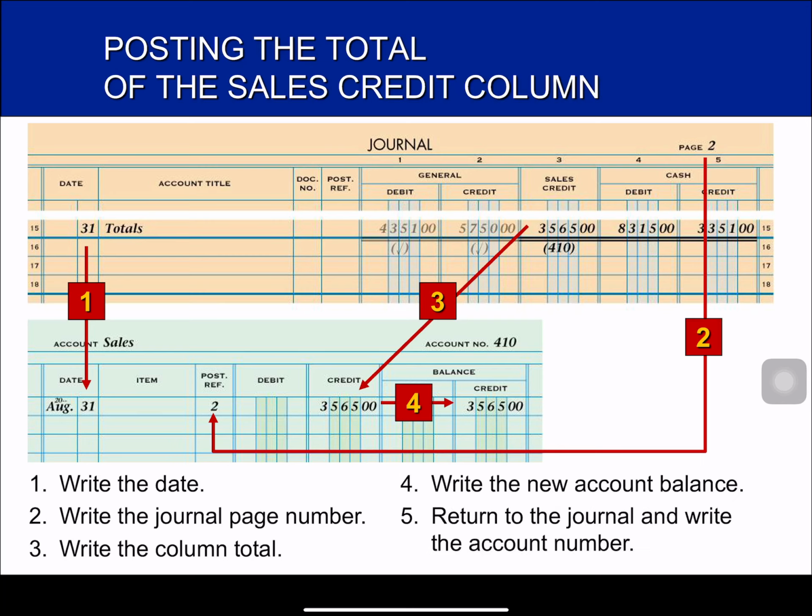And the last thing is you'll return to the journal and write the account number. So you'll go up underneath your double ruling and you'll write 410, which is your account number, and you put it in parentheses to note that it is a source document.